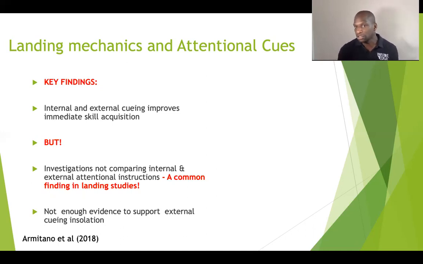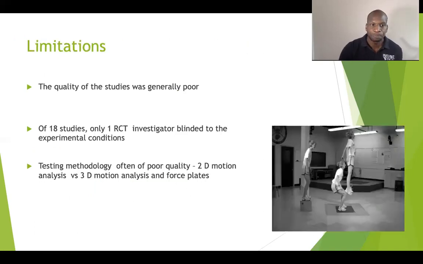Now, there are practicalities associated with that from a practice setting, because that's often what we do in practice. We use both internal and external cueing. However, the substance of the presentation today is: is external cueing better than internal cueing? So in essence, from this systematic review, there isn't really enough evidence to support external cueing in isolation. There were also limitations associated with this particular systematic review. Firstly, the quality of many of the studies was actually quite poor, and this is a consistent finding that we tend to find in systematic reviews.